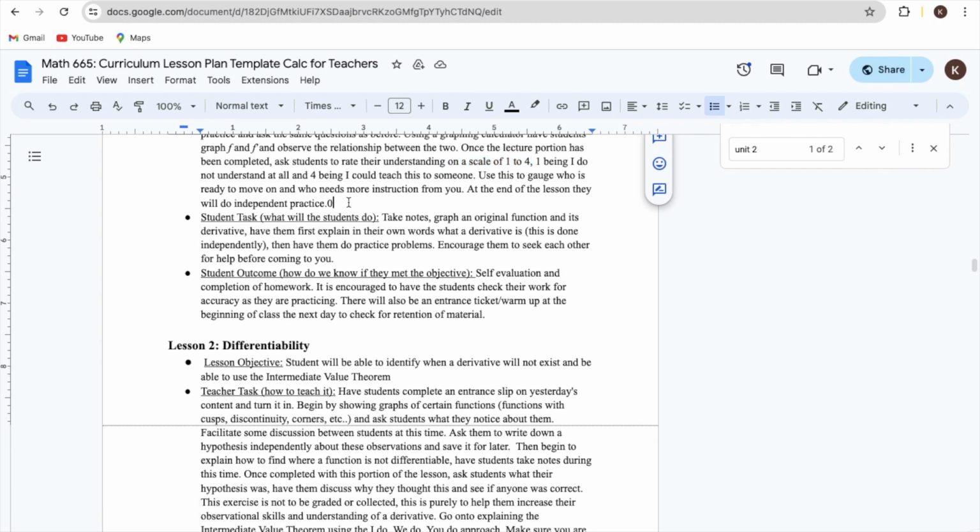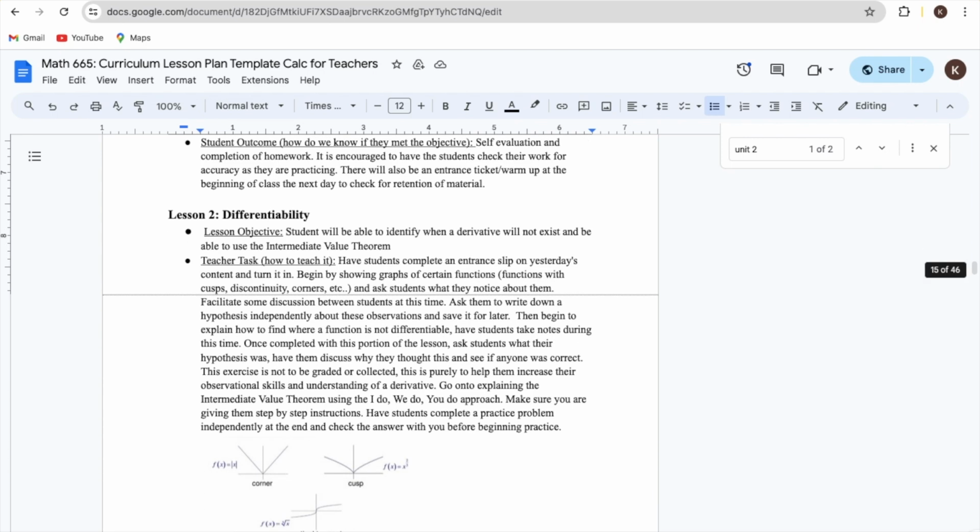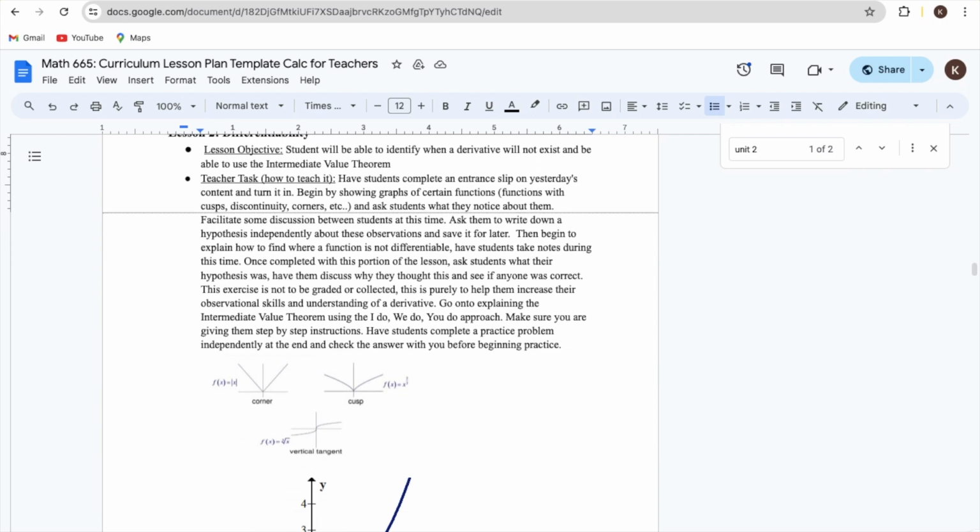I also recommend letting them do independent practice at the end of these, just so then when we do applications of derivatives, they know what they're doing, they feel confident in what they're doing, and they've had that practice. Throughout the lessons, there are little mini quizzes, a lot of exit and entrance tickets, and reminders of the things that they learned in the previous lesson.